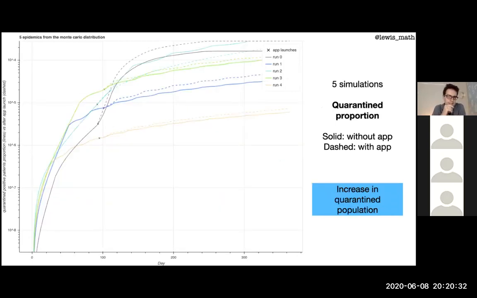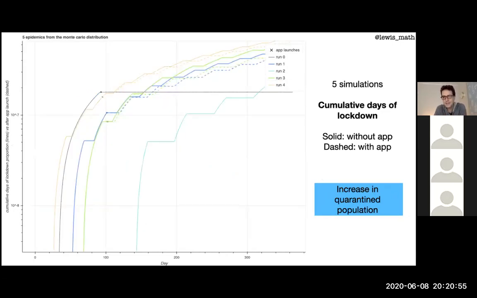So a few other things. You can plot the quarantine. With these same simulations, in most of these cases the number of people quarantined using the app is more than if you didn't have the app, which also makes sense. So that's good.